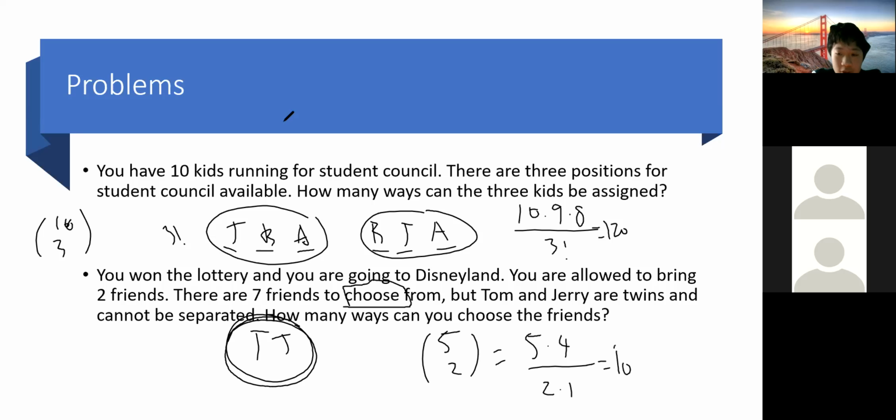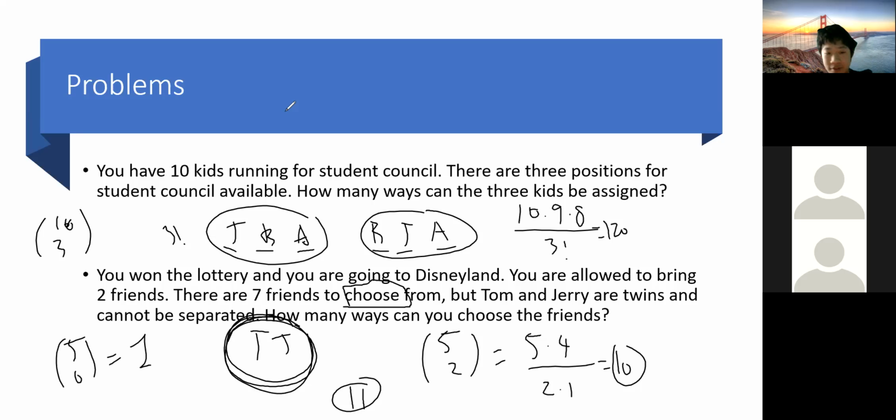Okay. So we've got 10 ways to choose from the 5 remaining. And there's 1 way to choose Tom and Jerry. So you've got 10 plus 1, 11. Okay. And one thing I forgot to mention earlier, if you were ever to consider, let's say 5 choose 0, right? This would be 1. Why? Because how many ways are there to choose 0 objects? 1, right? You just don't choose anything. That's the only way you could do it. So 5 choose 0 is 1, and 0 factorial is also 1. Okay, so that's just how it works.